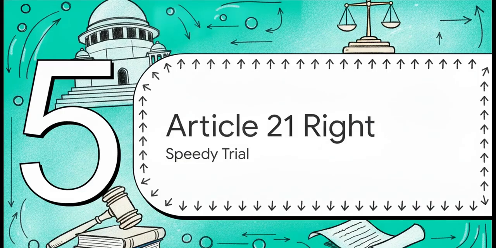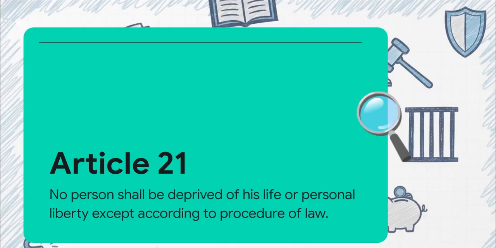Let's head to Section 5, Article 21, and speedy trial, the constitutional right. This part elevates the whole discussion from basic procedural rules to the ultimate constitutional level. Let's demystify this bedrock principle. Article 21 is a fundamental right stating that no person shall be deprived of his life or personal liberty except according to procedure established by law.